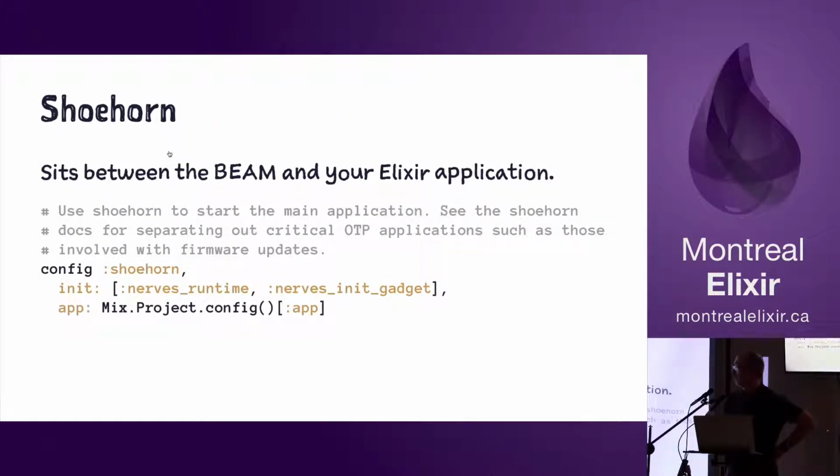Oh, I did have a Shoehorn slide. We built those presentations in a nutshell on Monday, so it's supposed to be casual. So Shoehorn sits between the BEAM and your Elixir app, and this is how you configure it. You just say, start, and make sure those two packages are initialized. And that's basically it. So that is shielding the BEAM from the app that could potentially crash.